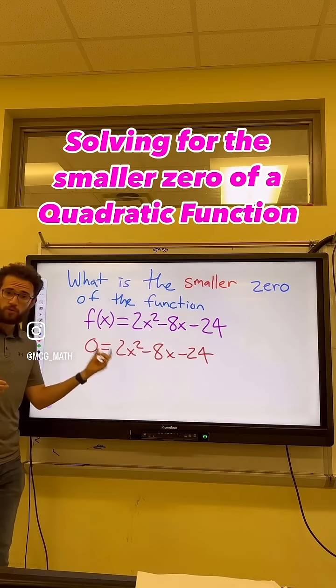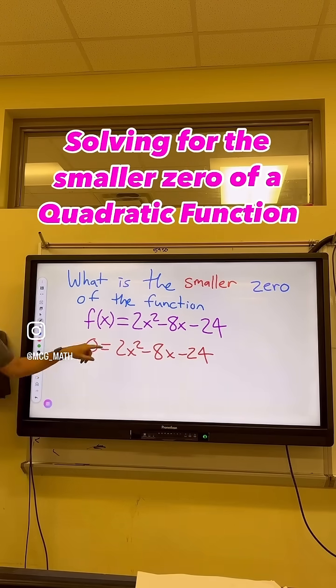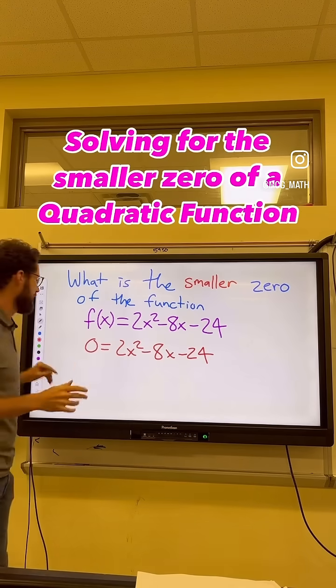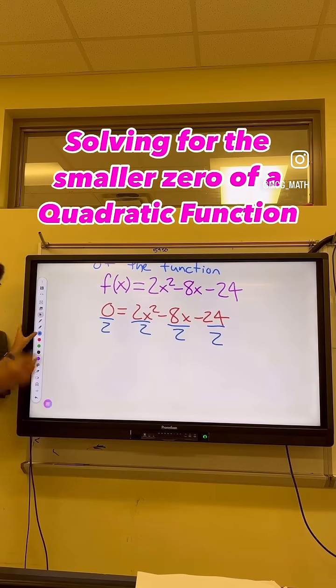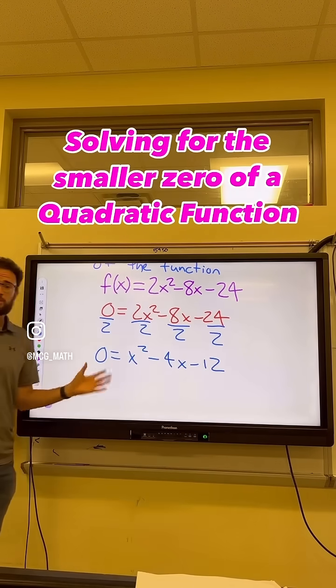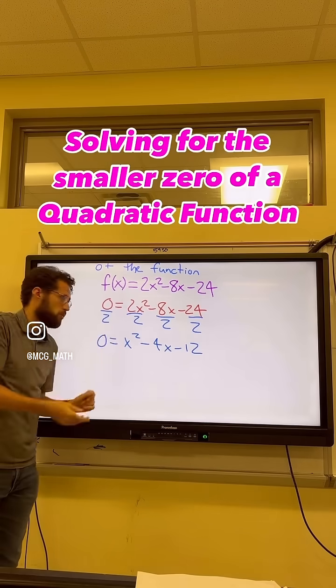But we have an a value of 2, which makes it a little bit trickier to factor. But in this case, all of the coefficients are multiples of 2. So we can actually just divide everything by 2 to not have to worry about that. That will give us 0 equals x squared minus 4x minus 12. So now we just factor it, think what binomial times what binomial would give us this.